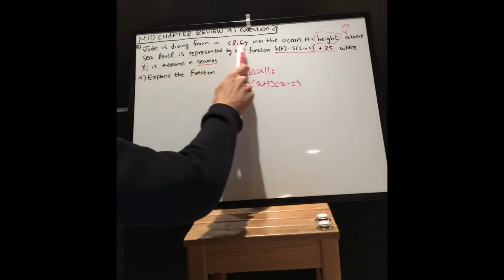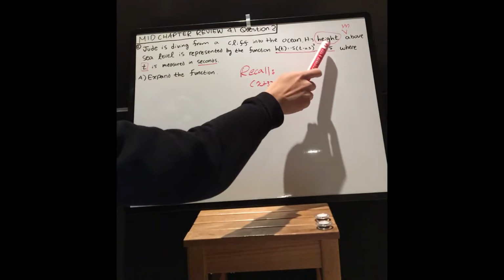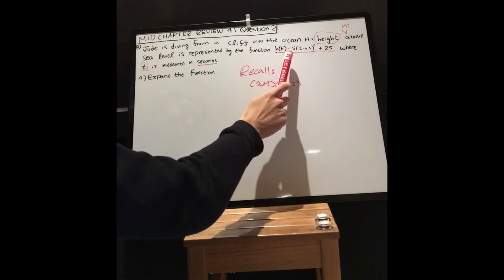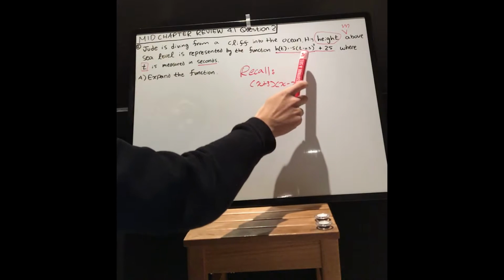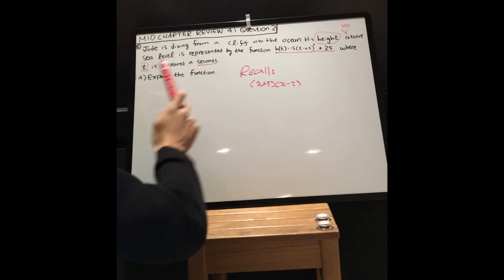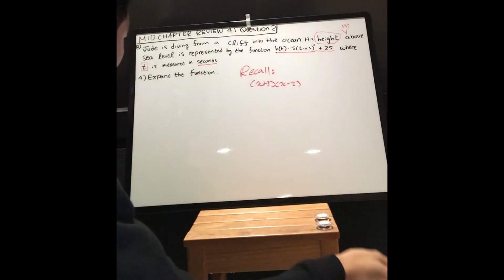teach you how to solve question number 2, section 4.1, mid-chapter review of advanced functions. So let's begin. Jude is diving from a cliff into the ocean. His height, in meters, above sea level is represented by the function h(t) = -5(t - 0.3)² + 25, where t is measured in seconds.